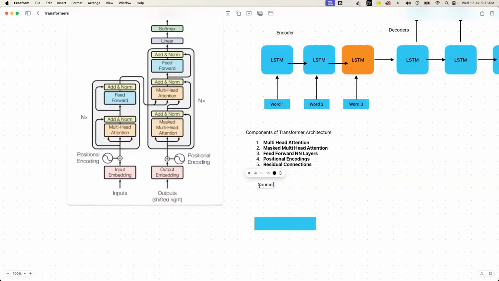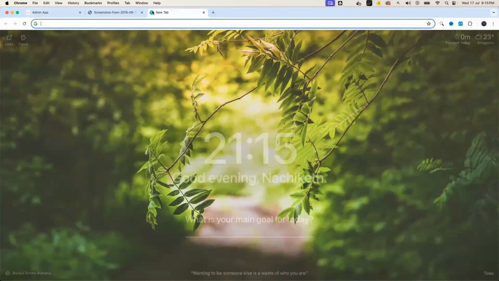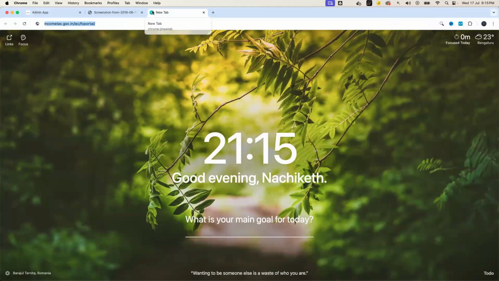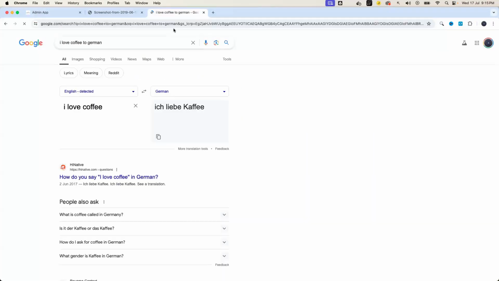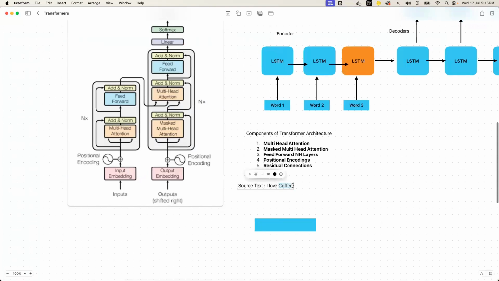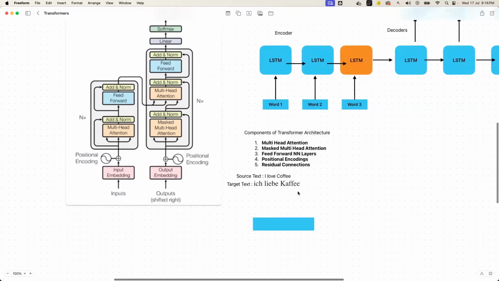I have got a source text which says, "I love coffee." Now what I want to do is generate the translation to German. I love coffee to German says "Ich liebe Cafe." Let's assume this is the target that I want to generate. My target text is basically this: "Ich liebe Cafe."